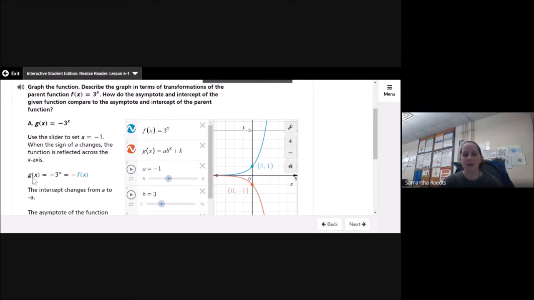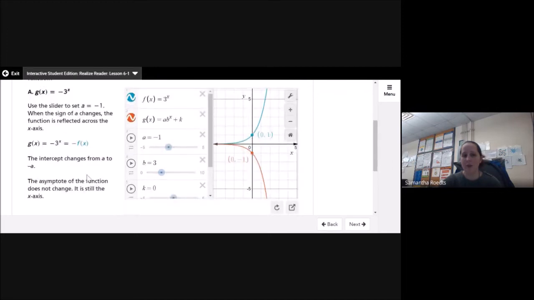Okay. So g of x equals negative 3 to the x equals negative f of x. The intercept changes from a to negative a. The asymptote of the function does not change. It is still the x-axis.